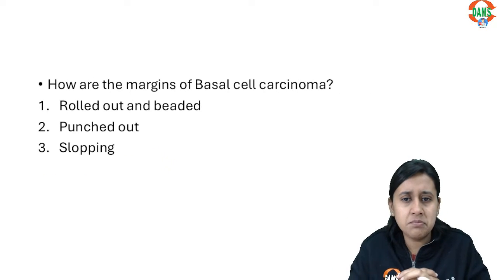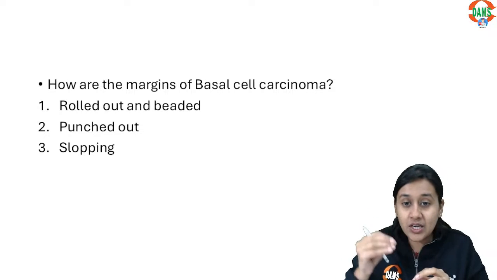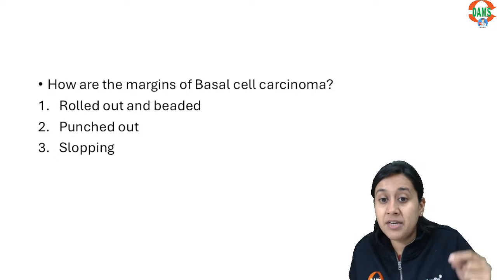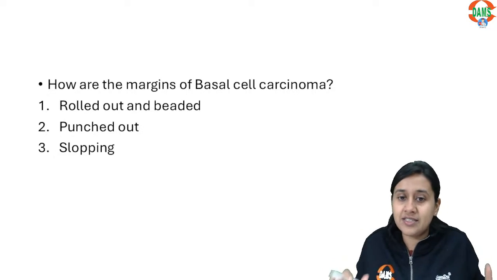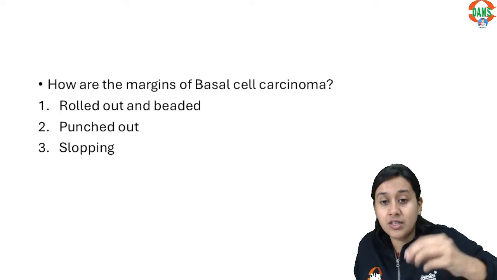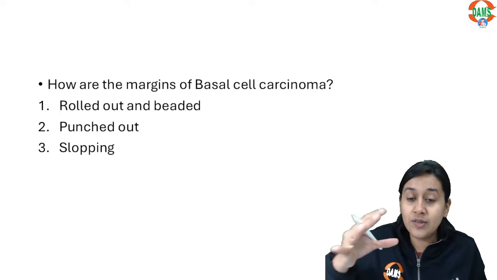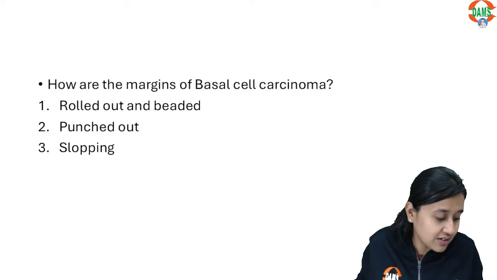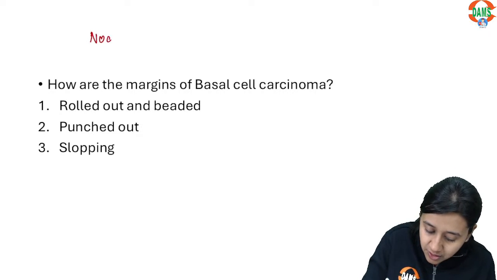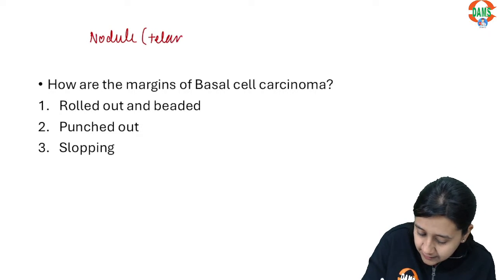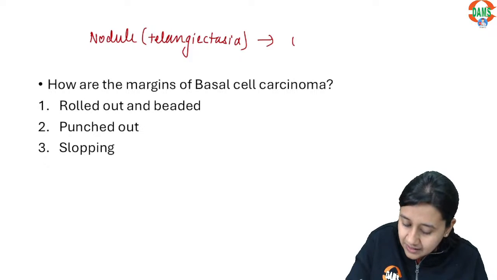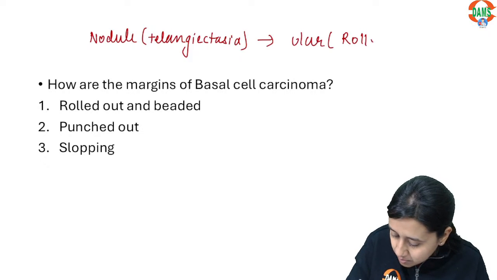The next question is, how are the margins of basal cell carcinoma? This is again a very simple question, a direct repeat. You got the clinical image based question on basal cell carcinoma in your last FMG exam. This year, instead of giving you the image based question or the clinical case scenario based question, they are asking you the question on the clinical morphology of basal cell carcinoma. Please remember, in the BCC patient, first the patient develops a nodule with telangiectasia, and soon this nodule will ulcerate with a very classical rolled out beaded margin.